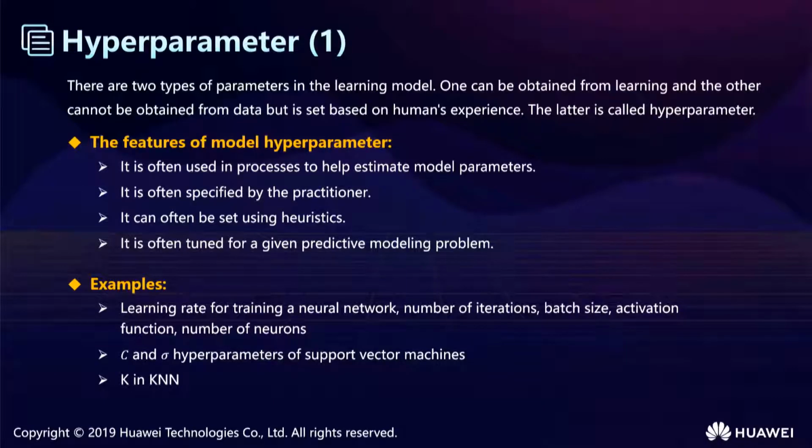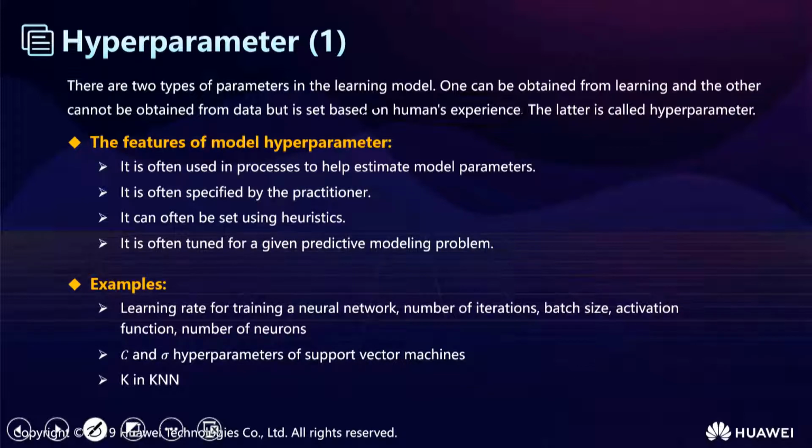When we train a model, there are two types of parameters. The one can be obtained from learning. It will change through the process of training the model. And the other, we can't obtain from the data, but it is set based on human experience. That is called hyperparameters. A parameter is the part of the model that is learned from the historical training data and is key to machine learning algorithms.